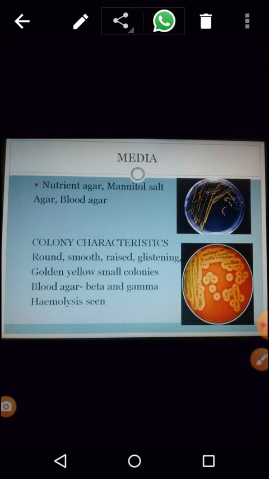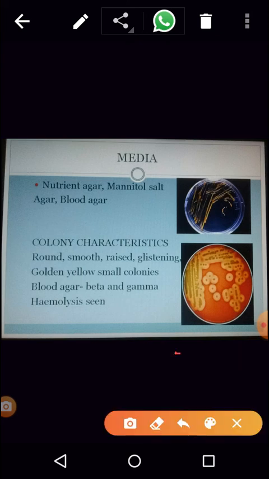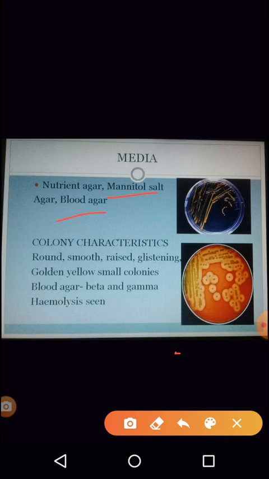Now, which media can this organism be grown on? Easily, this organism can be grown on the simple basal media, that is nutrient agar. Apart from this, it has a special media which is the MSA, called mannitol salt agar, and it also grows on enriched media, that is blood agar. The growth of this organism is enhanced if 0.5% NaCl is added.